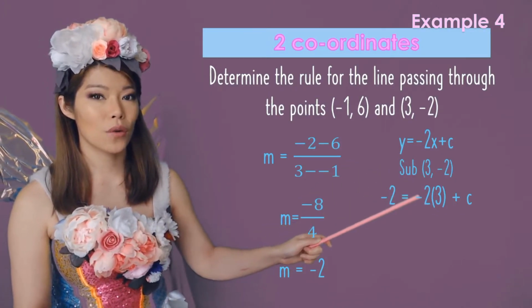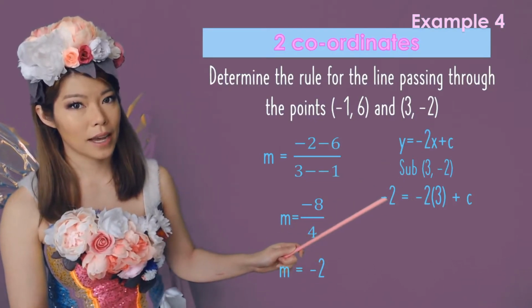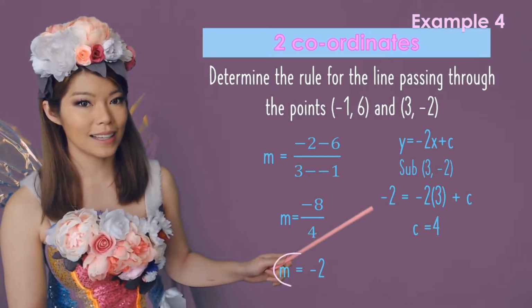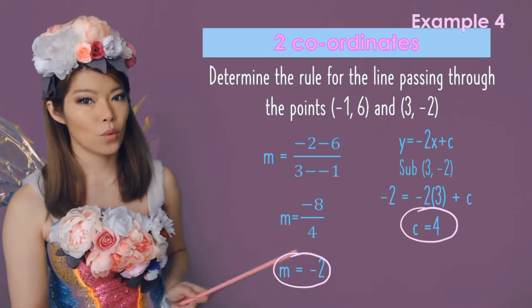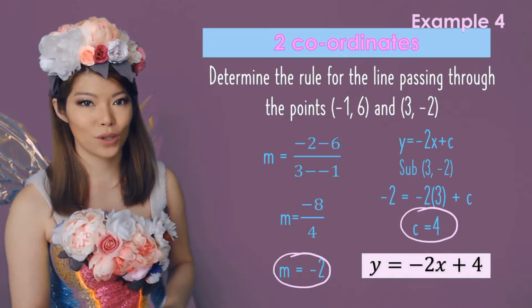So we have -2 equals -2 the gradient, x, 3 plus c. -2 times 3 is -6. Bring that over to the other side, it becomes +6. So -2 plus 6 is 4. So c is 4. We have c, we have m, plug it into the equation, we have y equals -2x plus 4.